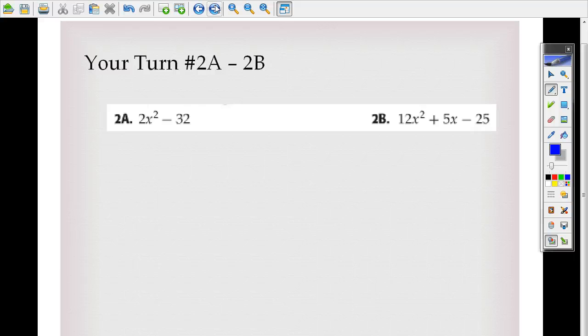Here's your turn 2A and 2B. So make sure you completely factor these, until you cannot factor anymore. Okay, if you want to go back to the video, rewind and look at the steps 1, 2, 3. Okay, first you need to find the greatest common factor if they do have any, in fact. Okay, see if they're perfect squares, and look at the different forms that you can factor out.